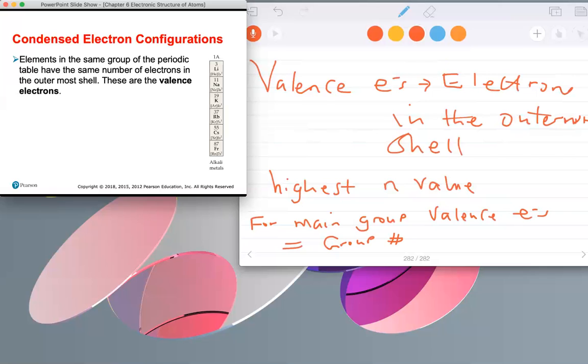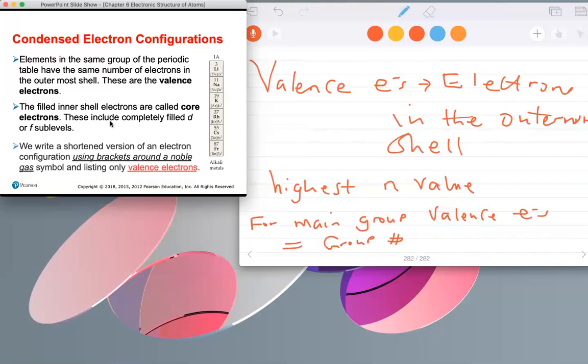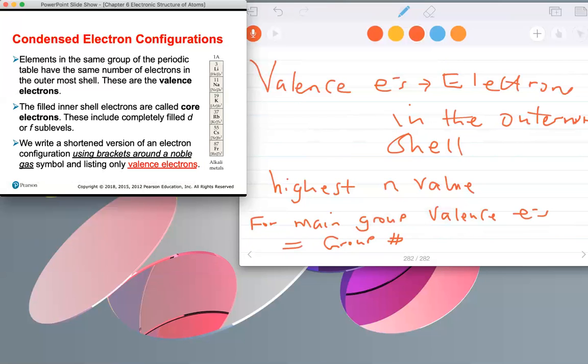So group 2A will have 2 valence electrons. Group 3A will have 3 valence electrons. Group 4A will have 4 valence electrons. Group 5A will have 5. 6A will have 6. 7A will have 7, except in group 8, except helium. Helium is in group 8, and it has 2 valence electrons. But the rest will have 8. Just a simple way of keeping track of valence electrons with respect to the group number.